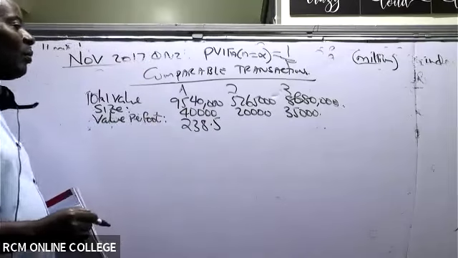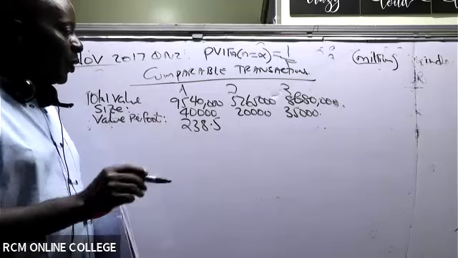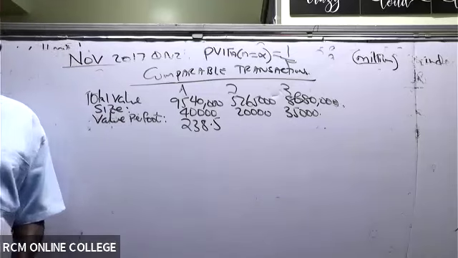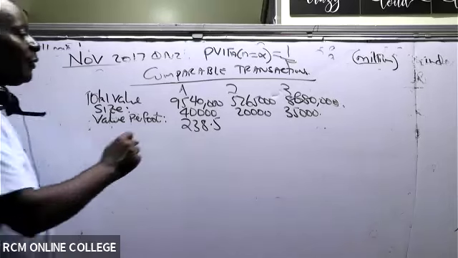How about property 2? Property 2, 5,265,000 divided by 20,000. Don't doubt your numbers. Simply give me whatever you get, don't doubt your numbers too much. 263.25.